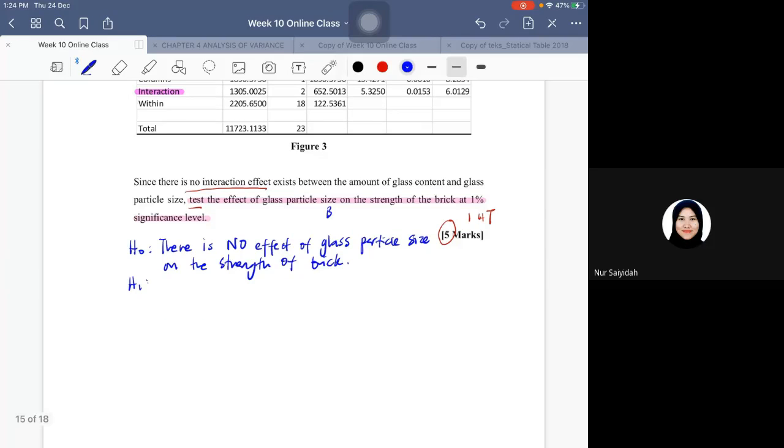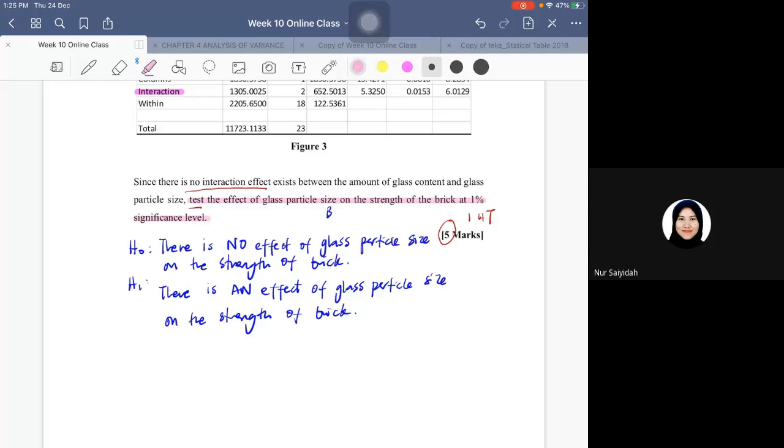And the alternative, there is an effect. So that is going to be the only difference between the null and the alternative. There is an effect of glass particle size on the strength of brick. Okay, so that is going to be our null and alternative. Remember, at the top is always no, and at the bottom is always the effect exists.